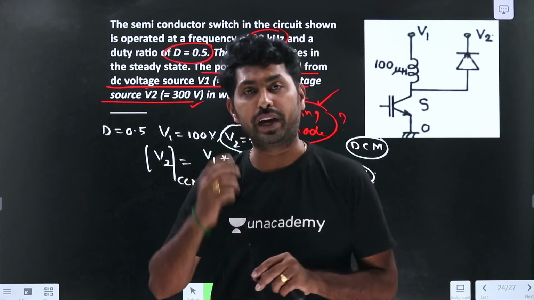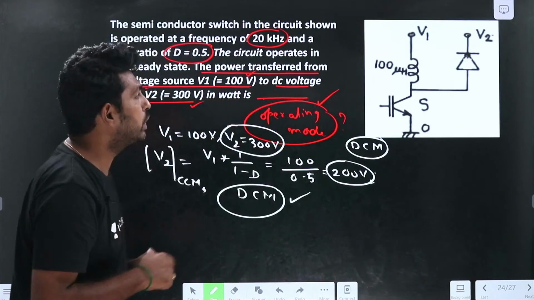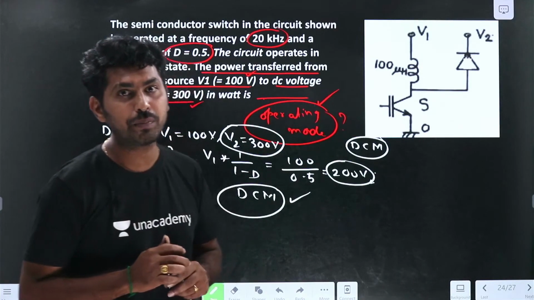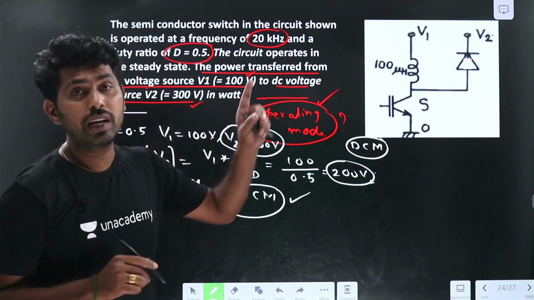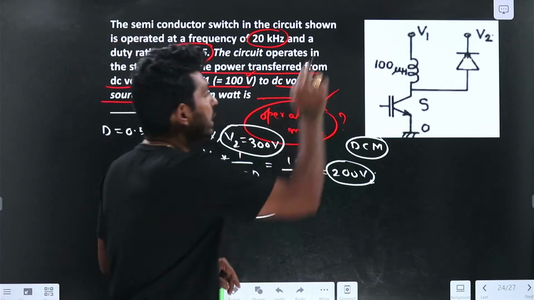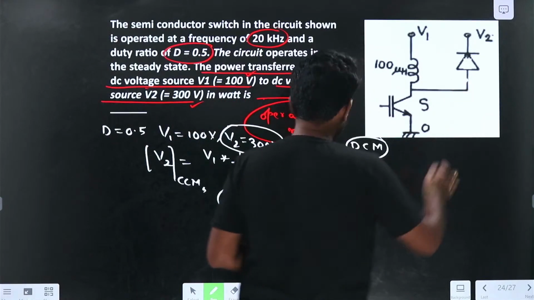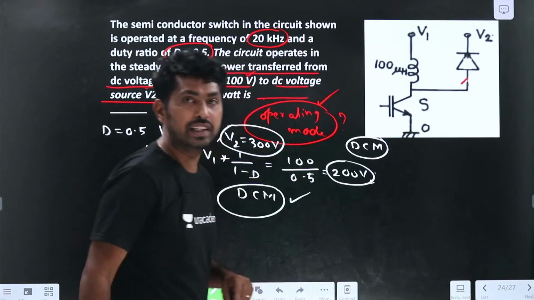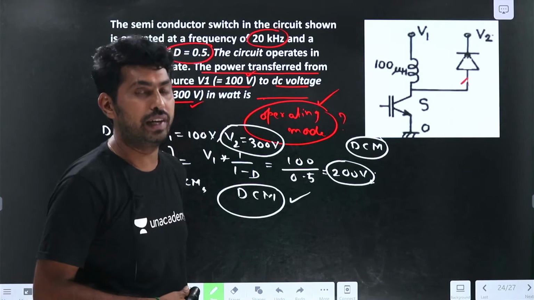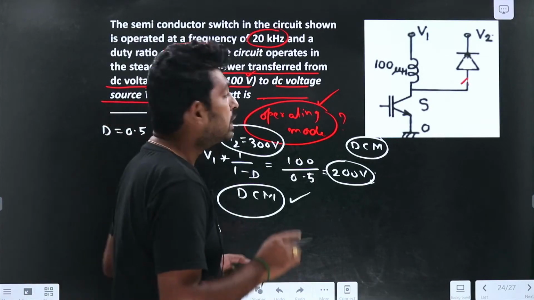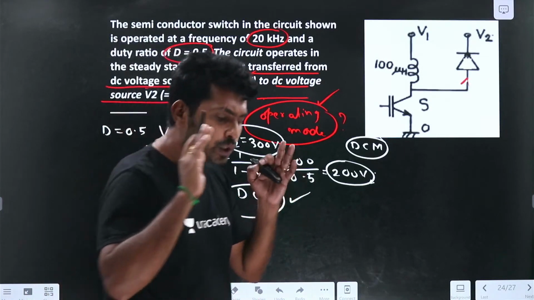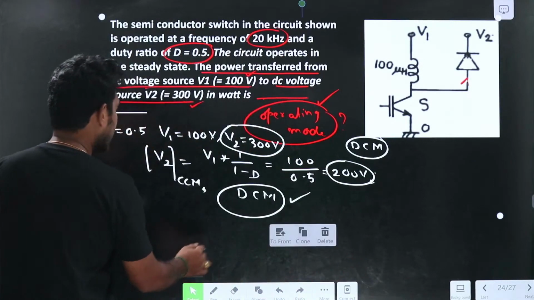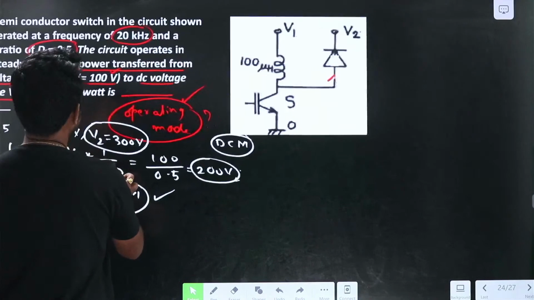Next, what do we need to find? We need to find the power. Which power? The power delivered from the source to the load. Here one more source will be there, so from this source to this source. How can I find this? By drawing the IL and VL waveforms, I can easily find it. So let me draw the IL and VL waveforms for this.